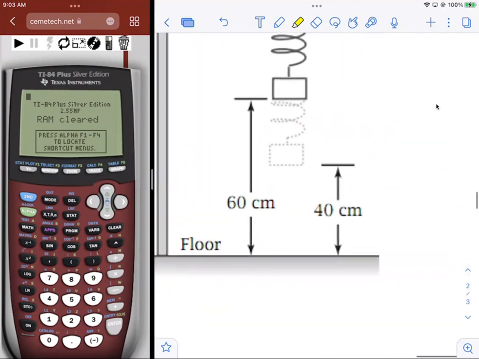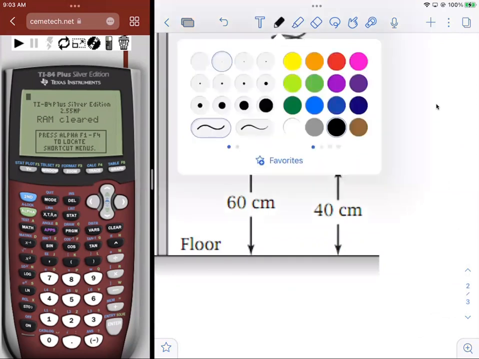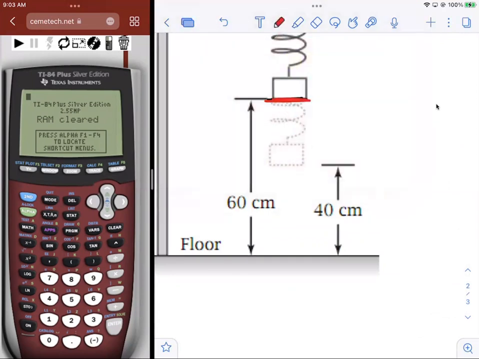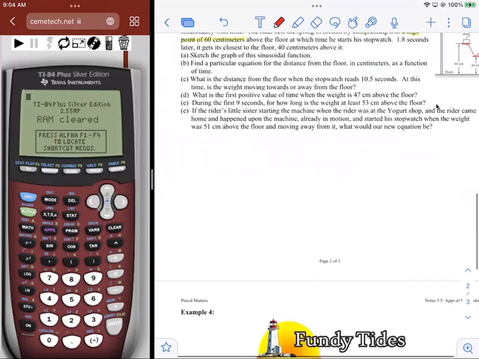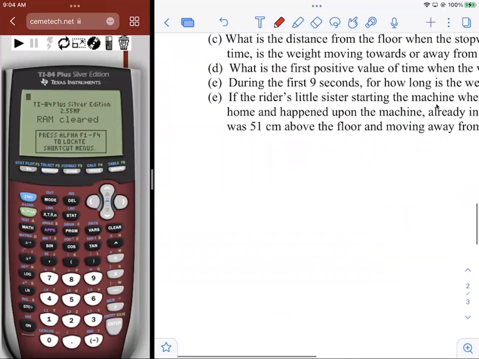So you can imagine that the high point is going to be 60 and the low point is going to be 40. That already gives you the range of your function. So you can see the dotted line graph there. It's going to do something like this. As you imagine, it's tracing out something in time. So let's go ahead and sketch our graph.